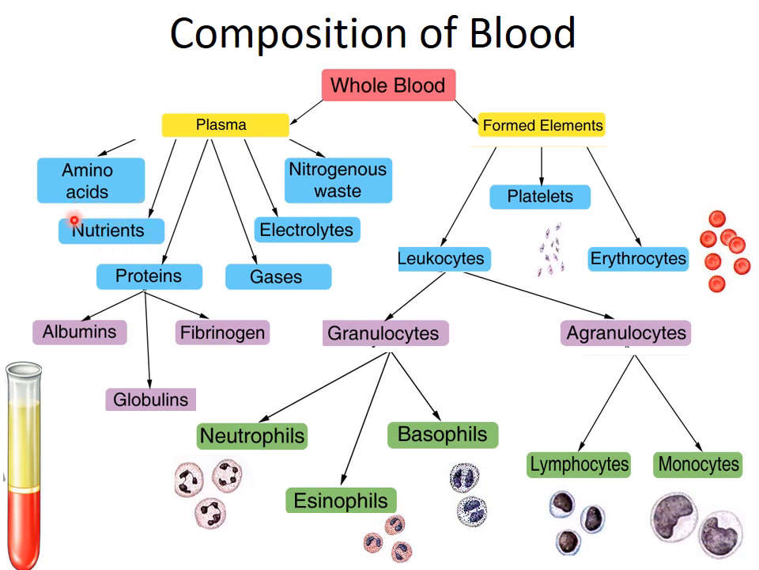The plasma also has amino acids. It will also be carrying nutrients and blood gases. It has different types of electrolytes and also the nitrogenous waste which will be excreted from the excretory organs. It passes through the blood and is taken to the different excretory organs. And if you look at the formed elements, the major formed element is the erythrocytes or red blood cells. Then we have platelets. Then we have leukocytes, different types of leukocytes.